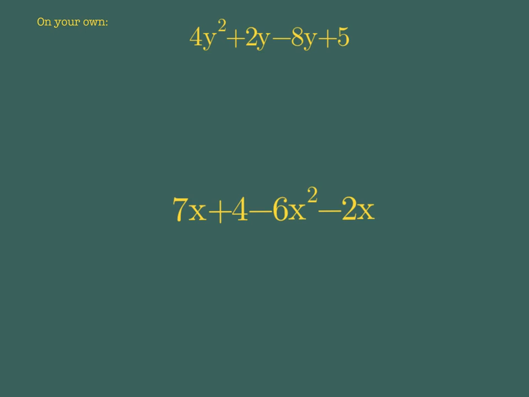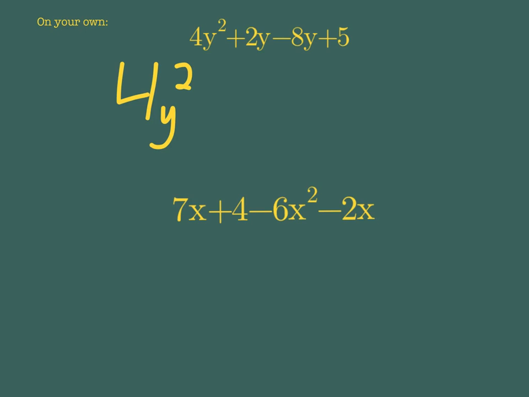Alright, on the top one, we have 4y squared. I'm going to check my expression for any other 4y squareds or y squareds, and I see that there is none. So 4y squared is going to be by itself. Okay? Then I see I have a 2y, a minus 8y, and a plus 5. Well, I know that the 5 does not have a y, so I can't combine that with anything. So I'm concerned with the 2y minus 8y.